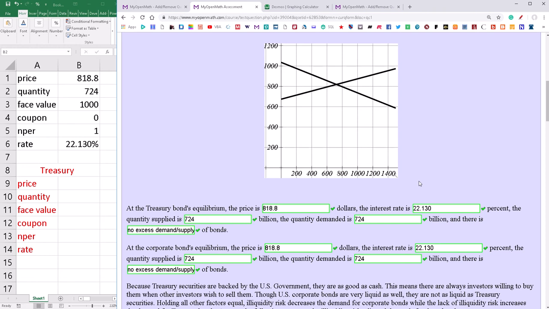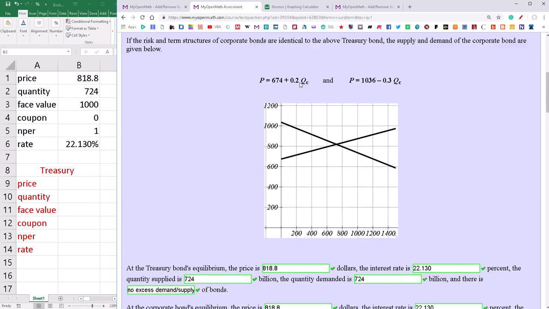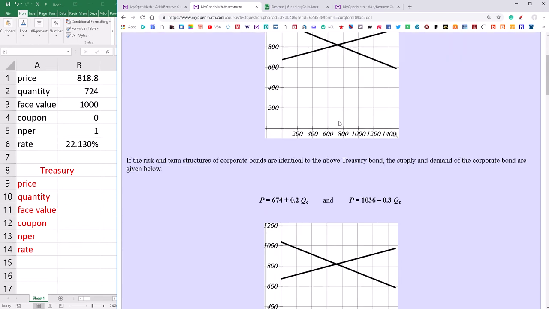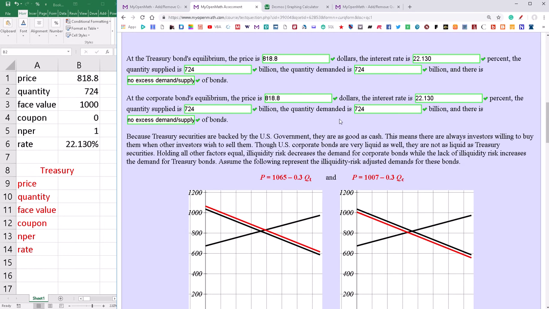If you want to know how to graph or label these graphs, just watch the previous video. You'll put price here, supply here, demand here, quantity here. You put a dot here for the equilibrium. You'll dash it down to here, dash it over to here, and then you'd write corporate on top of this. And you'd write treasury on top of that. We've already done that in the previous video, so I'm just going to move on.